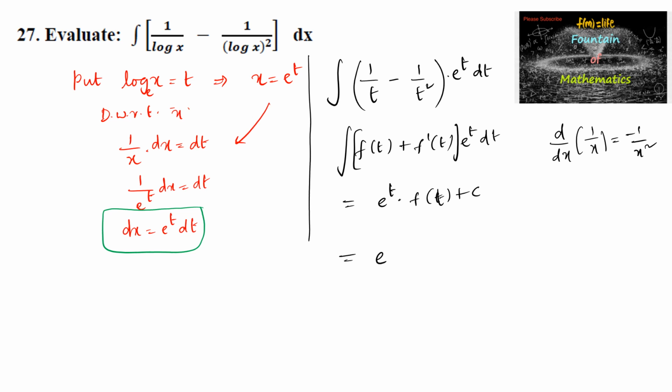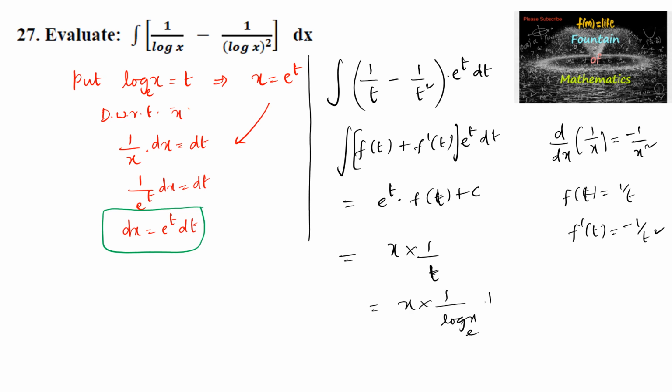So we can add here e to the power of t. E power t is nothing but x. E power t is x and f of t is 1 by t. So here f of t is 1 by t, so that f dash of t is equal to minus 1 by t square. So f of t is 1 upon t, and e power t into 1 by t is nothing but x into 1 by log x plus c. That is x by log x plus c is the answer.